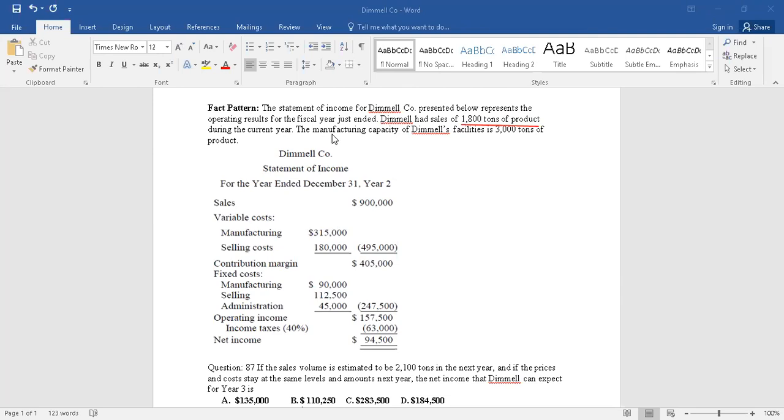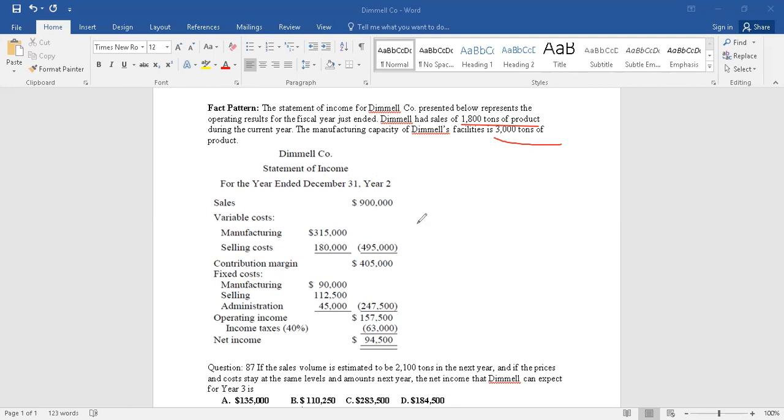During the current year, the manufacturing capacity of Dimmell facilities is 3,000 tons of product. So that's the maximum capacity which they can produce. But during this year, they have had sales of 1,800 tons. The details that are given in the income statement are at 1,800 tons of product.